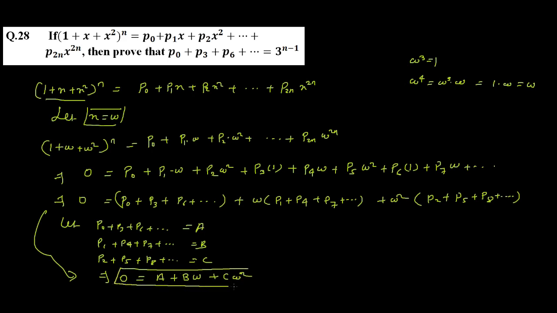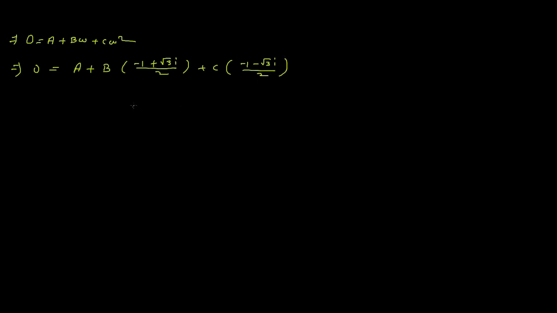So note it down. On the next page, we will start from this equation. We got 0 is equal to A plus B omega plus C omega square. Now 0 is equal to A plus B omega, and the omega value you know already, minus 1 plus root 3 iota by 2, plus C omega square, that is minus 1 minus root 3 iota by 2.